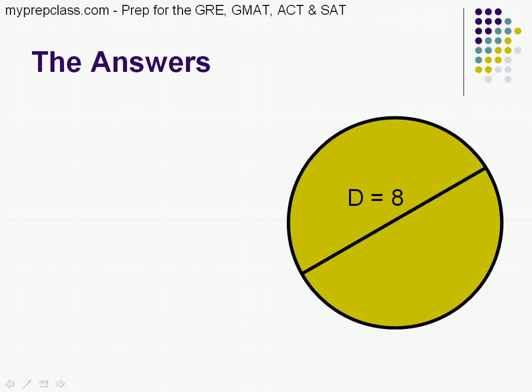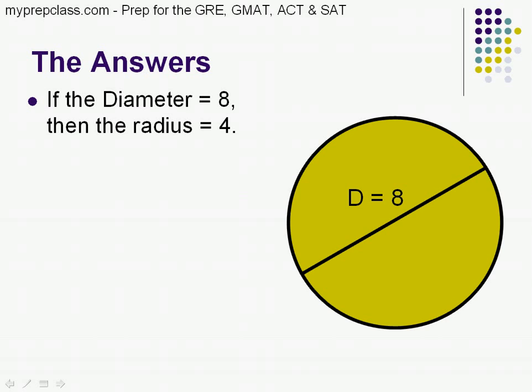Alright, this one was a little bit different because we weren't given the radius. What were we given? We were given the diameter equals 8. And if the diameter equals 8, and that's all the way across the circle, then the radius, which is only halfway across the circle, equals 4.